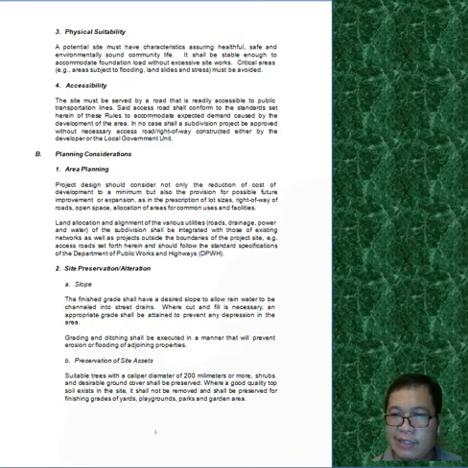So there must always be drainage systems. You always have to make sure that the roads are sloped in such a way that the water won't stay at the center, but flows to the drainage systems. Another is preservation of site assets. Suitable trees with a caliper of 200 millimeters or more, shrubs, and desirable ground cover shall be preserved. Where good quality topsoil exists in the site, it shall not be removed and shall be preserved for finishing grades of yards, playgrounds, parks, and garden areas.